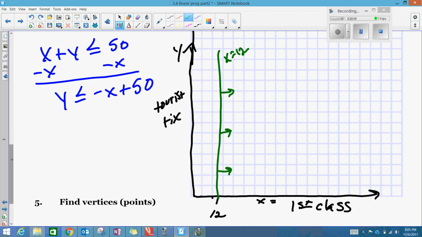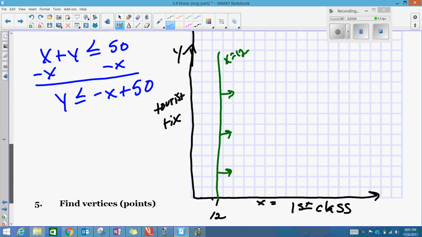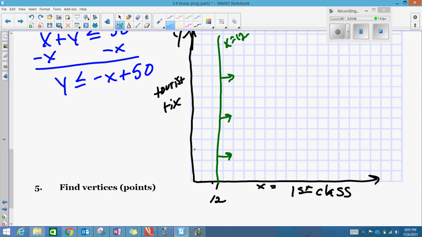Okay. Now Y has to be greater than or equal to 16. Counting by 5s, so 5, 10, 15. Right above this line is going to be Y equals 16, and it has to be greater than that. Now we have to do X plus Y, or negative X plus 50. We're going to count by 5s to 50, so basically going up to 10: 1, 2, 3, 4, 5, 6, 7, 8, 9, 10. And our slope is negative 1, so we're just going to go down 1, over 1.